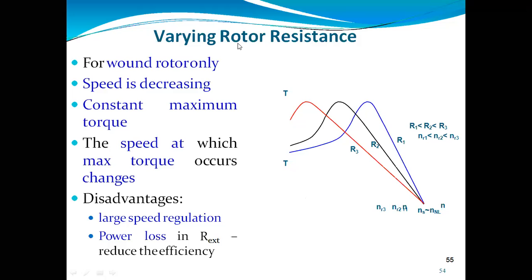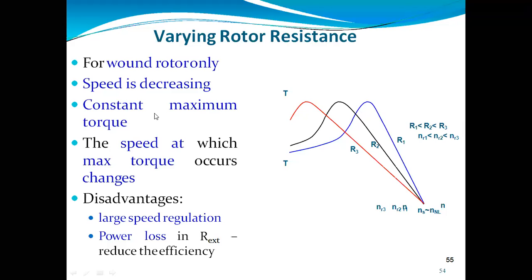But here we are supposed to see the effect of rotor resistance on speed. So if you see here, this is the value of resistance R1, which is less as compared to R2, where you will get the maximum speed. So we can say the speed is inversely proportional to the resistance. So if you are increasing the rotor resistance, its speed is decreasing. So we can regulate the speed of the three-phase induction motor by regulating the value of rotor resistance.